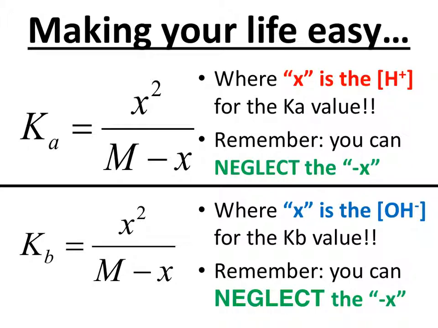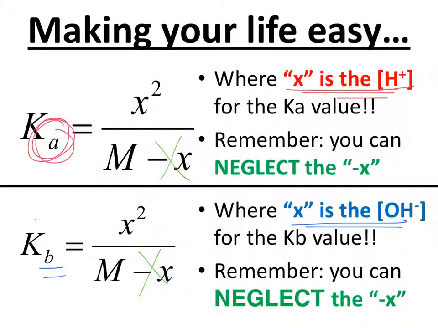This is the exact same thing we talked about, but at this point, again, like I said, we can neglect the x. The tricky part is make sure that you understand when we're talking about Ka, x is the H plus. When we're talking about Kb, x is the OH minus. So if they give you the concentration of a weak base and they give you Kb, can you get the pH directly from those numbers? No. You've got to solve for pOH first and then convert it to pH.